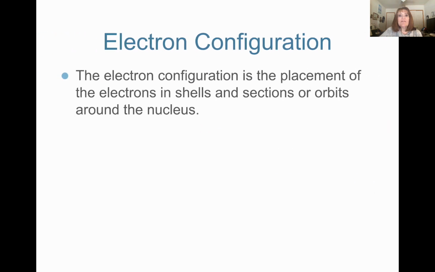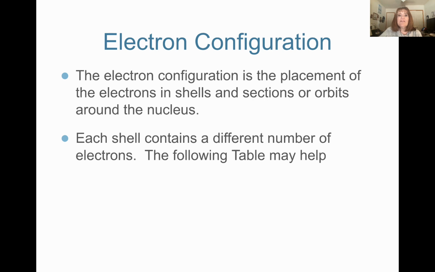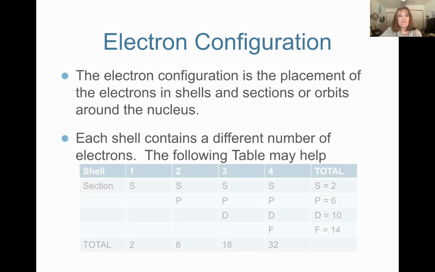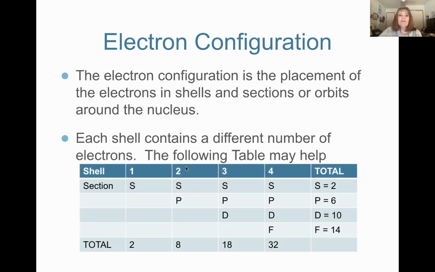So let's start with the electron configuration. The electron configuration is the placement of the electrons in shells and sections or orbits around the nucleus. Each shell contains a different number of electrons, and the following table might be helpful. On shell 1, it has one subsection of S, and there are only 2 electrons on shell 1. Shell 2 has 2 sections, S and P, with a total of 8.